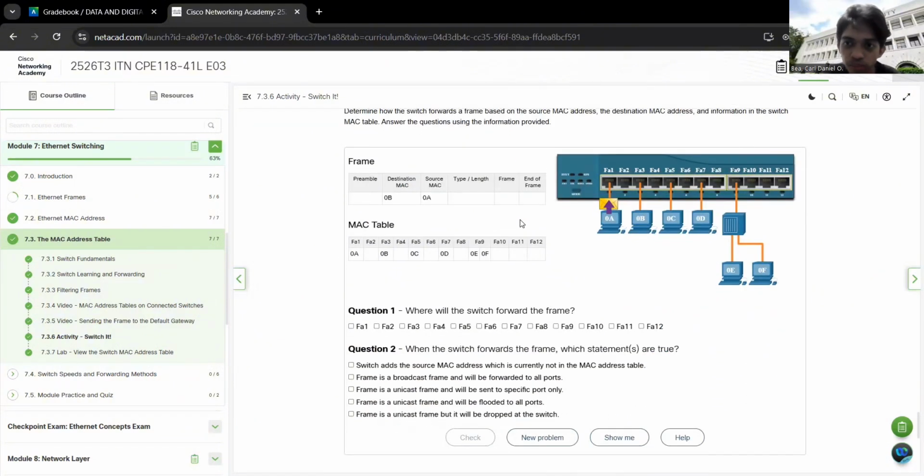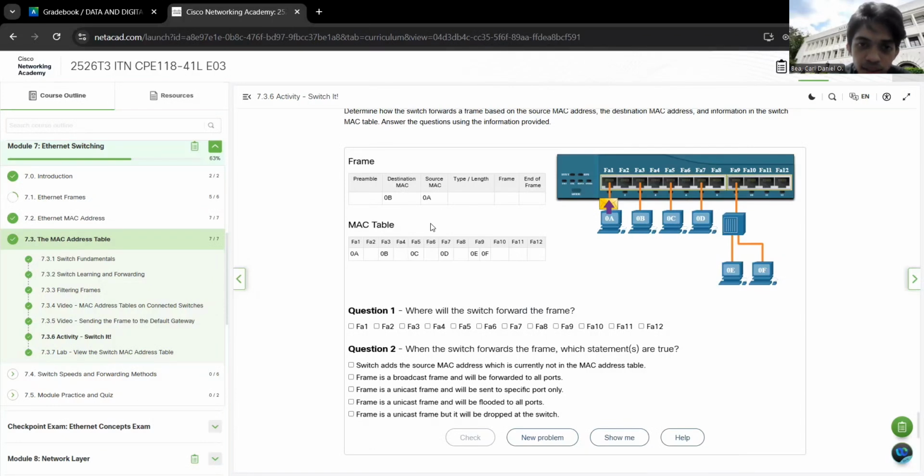So we have two questions here that we need to answer based on the given problem. The first question will be, where will the switch forward the frame? And the next question is, when the switch forwards the frame, which statements are true? To answer these questions, first we must look at the given frame. We have here the destination MAC to be 0B and the source MAC to be 0A.